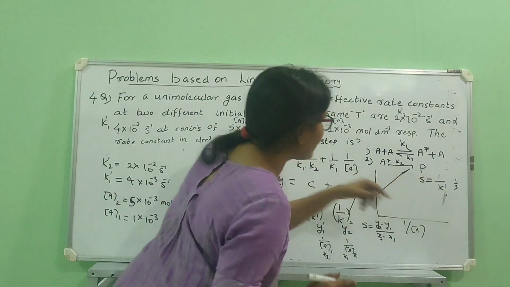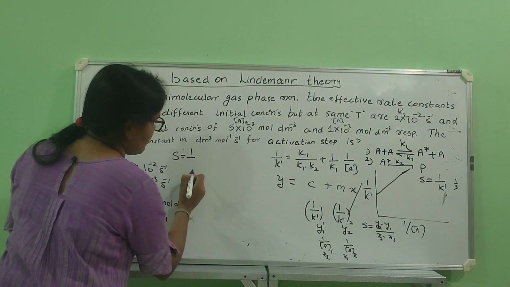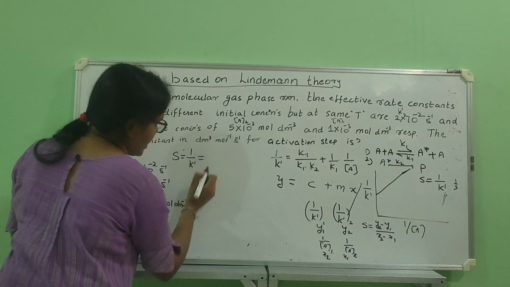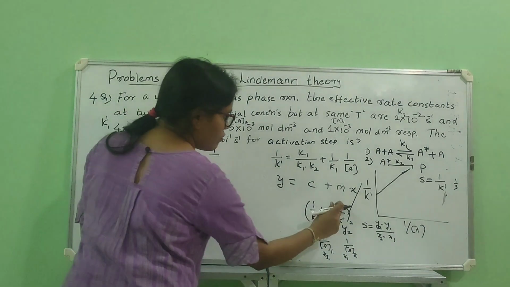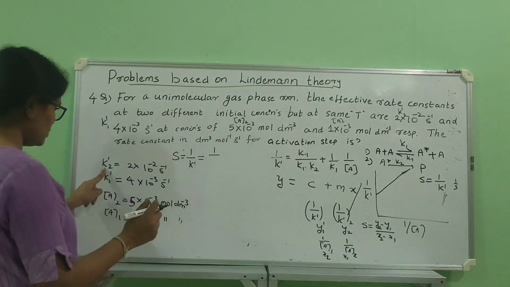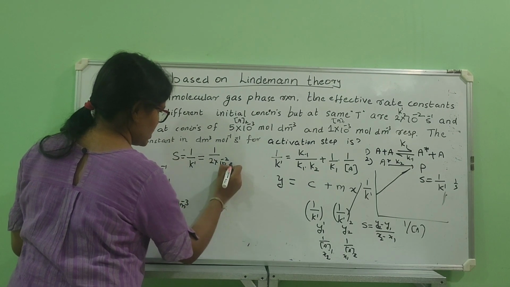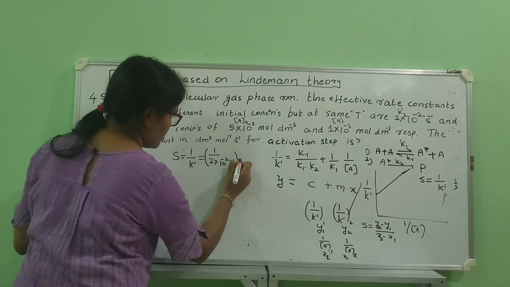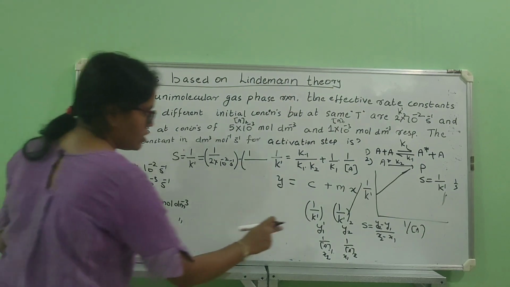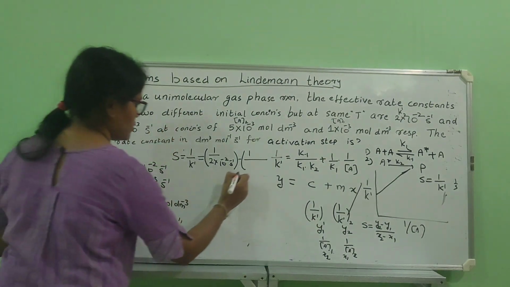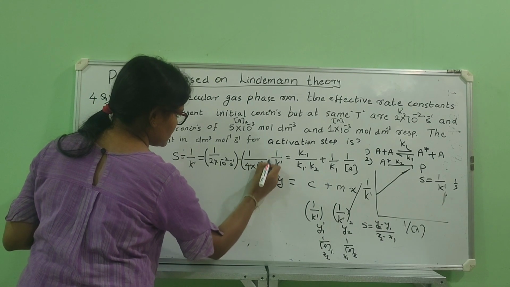So slope is equal to 1 by k dash, and here the slope is y2 minus y1. What is 1 by y2? 1 by k dash 2. What is k dash 2? 1 by 2 into 10 power minus 2 second inverse. This is y2 minus 1 by, what is k dash 1? K dash 1 is 4 into 10 power minus 3 second inverse.